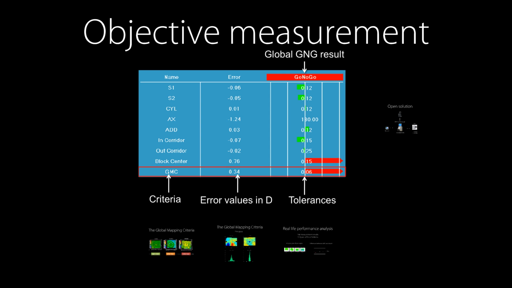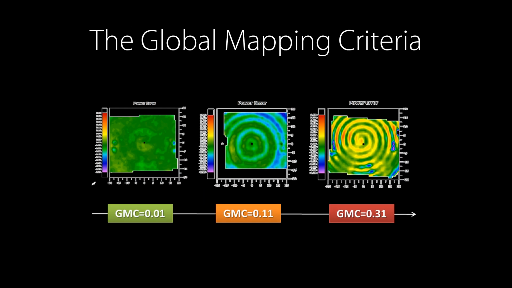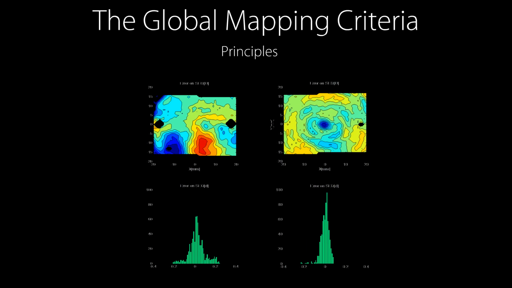And since it's not easy to quantify the importance of any error pattern, we have developed a new criteria, which we call the Global Mapping Criteria, or GMC. It works on any error pattern. Its value increases when the importance of the defect gets higher, like we can see here for the ring pattern. And it works great. To reach this performance, we have combined two approaches.